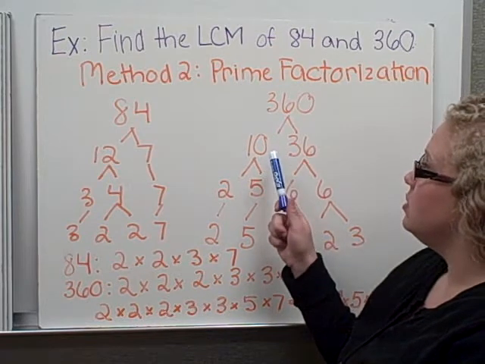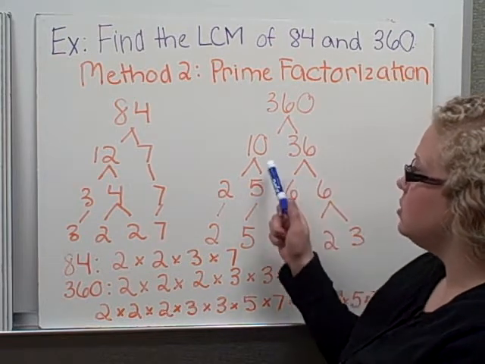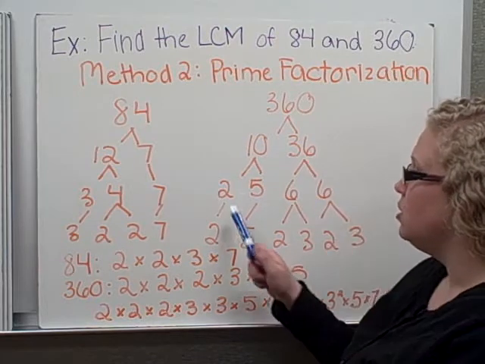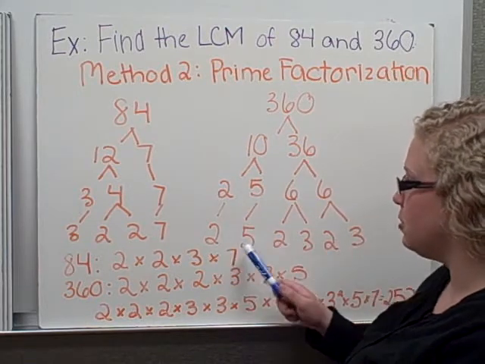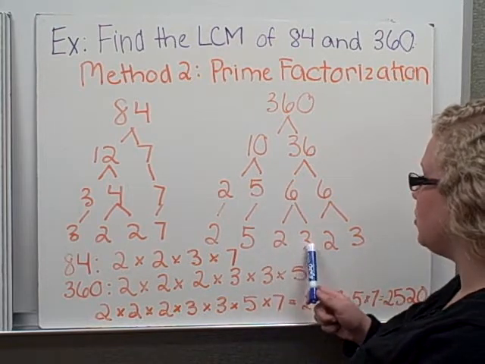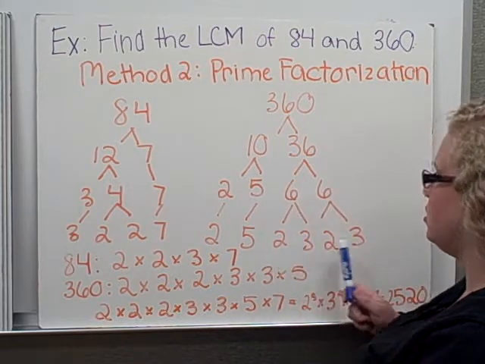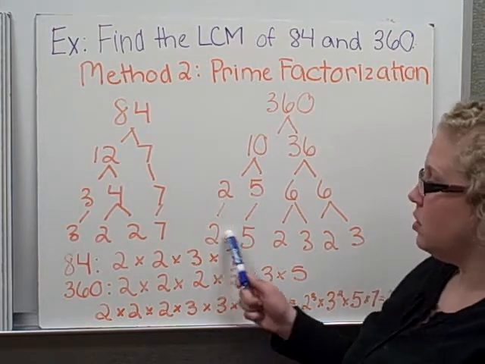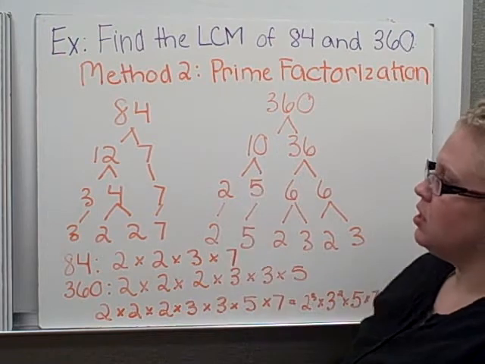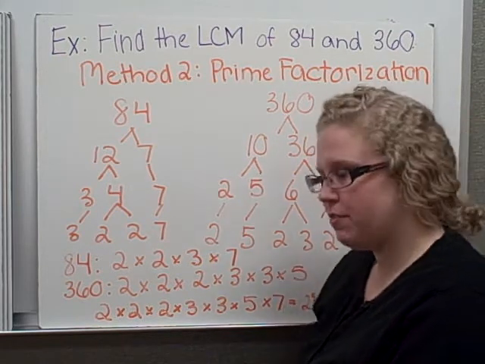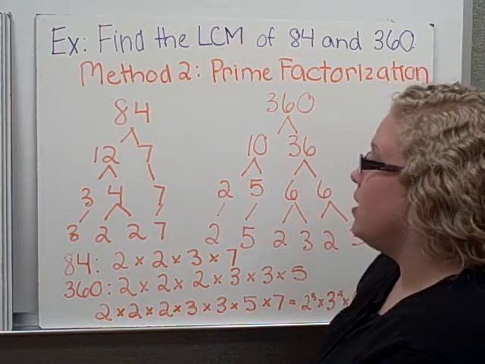360 is 10 times 36. 10 is 2 times 5. 36 is 6 times 6. 2 and 5 are both prime, so we bring them down. 6 can be broken into 2 times 3, and we have 2 sixes, so we need 2 of those, 2 times 3 and 2 times 3. This is our prime factorization for 360. That was the first step, do prime factorization for each number.